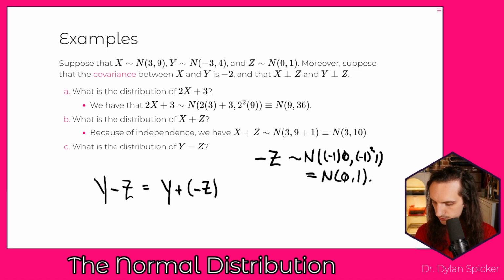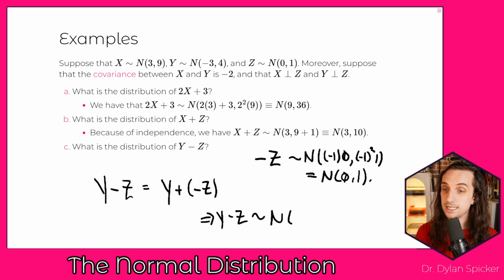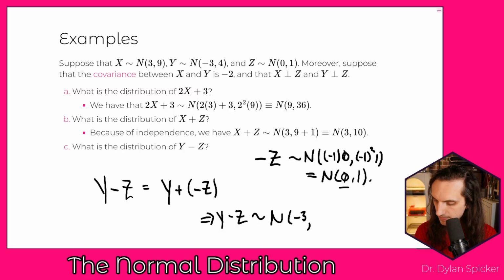As a result, we have y plus a normal 0, 1 random variable, but it's independent of that random variable. So y minus z is going to follow a normal. We take the mean of y, which is -3, plus the mean of negative z, which is 0, so we can just have that as -3. Then we have the variance of y, which is 4, plus the variance of negative z, which is 1, so that's 4 plus 1. And so we're going to have a normal -3, 5 distribution.